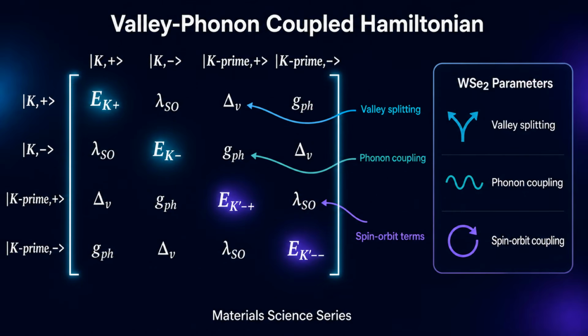The valley phonon coupled Hamiltonian can be represented as a 4x4 matrix in the basis of K-valley spin-up, K-valley spin-down, K'-valley spin-up, and K'-valley spin-down. The matrix elements include valley splitting, phonon coupling, and spin-orbit terms. For WSe2, we can use experimentally measured parameters to construct this Hamiltonian.